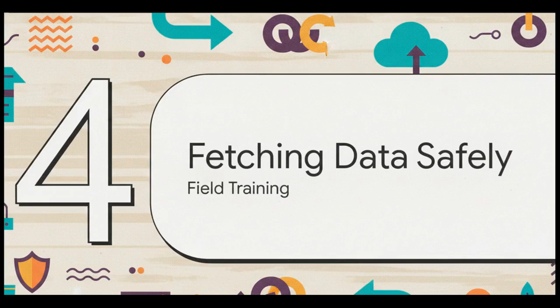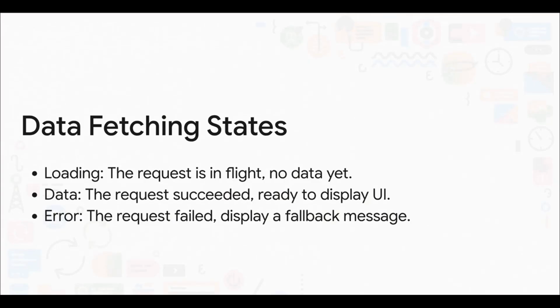All right, on to section 4, field training, fetching data safely. Whenever a component needs to pull data from a server, you immediately run into a synchronization problem, right? The user is seeing the screen before the data actually arrives. To handle this gracefully, you've got to manage 3 distinct states.